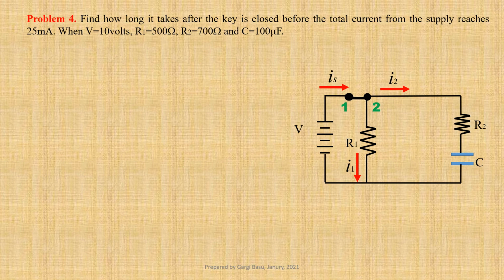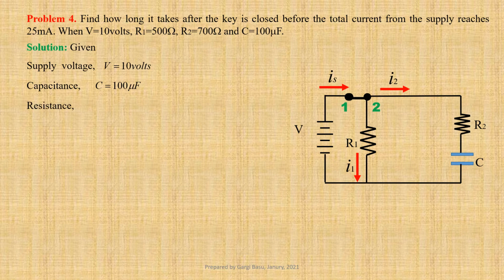Let us first list down the data given. Supply voltage V equals 10 volts. Capacitance C equals 100 microfarad. Resistance R1 equals 500 ohm. Resistance R2 equals 700 ohm. Supply current Is equals 25 milliampere.